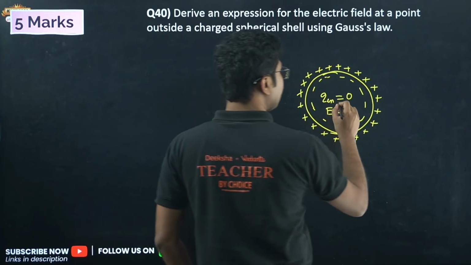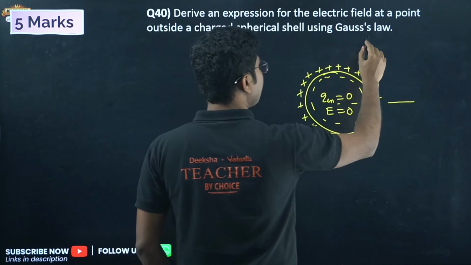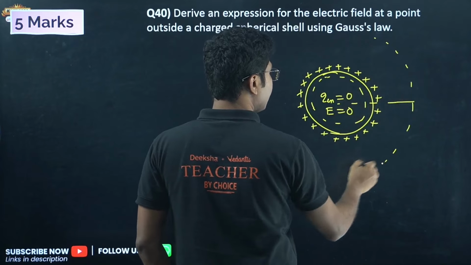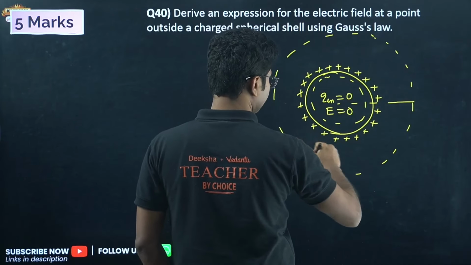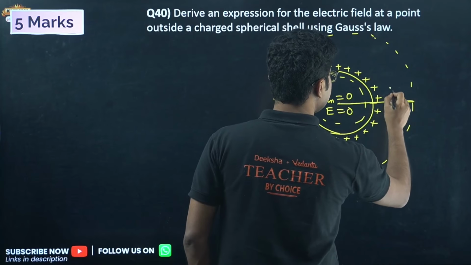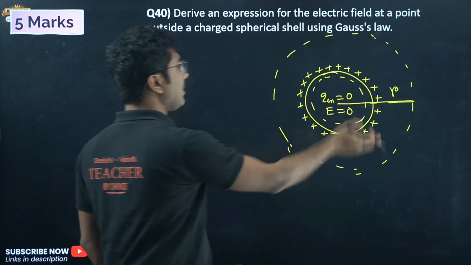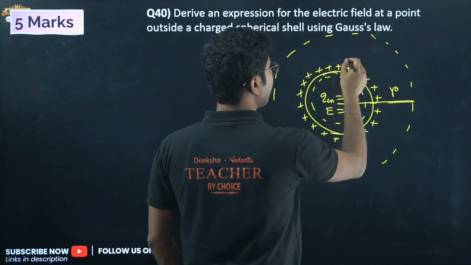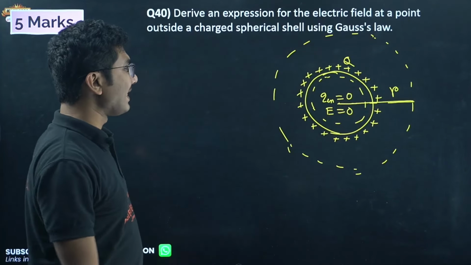Now if you want to find the electric field at a distance, say small r, again the same method: we have to construct a Gaussian surface, and in this case the Gaussian surface is a sphere of radius small r. Okay, so we have constructed a Gaussian surface. The total charge enclosed, in this case, say is capital Q.